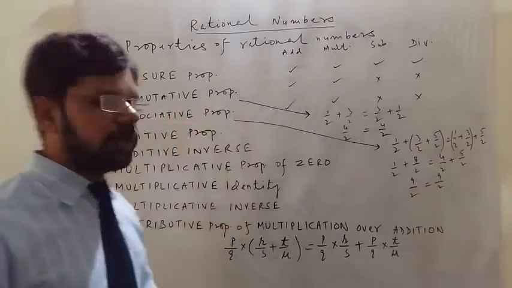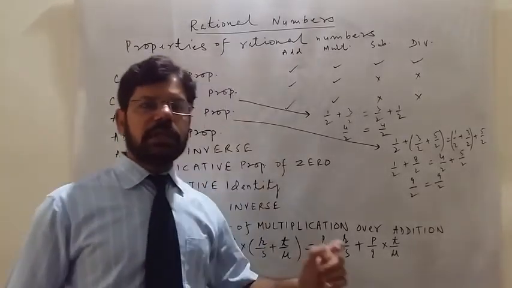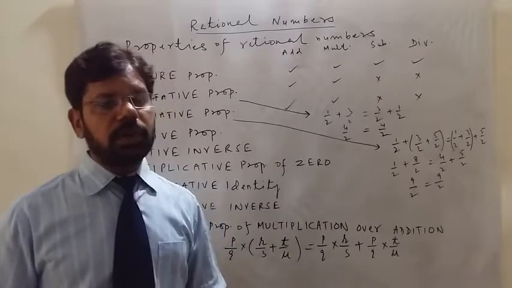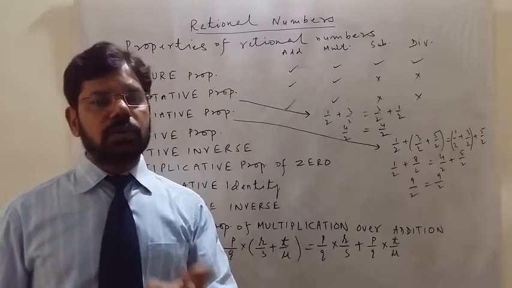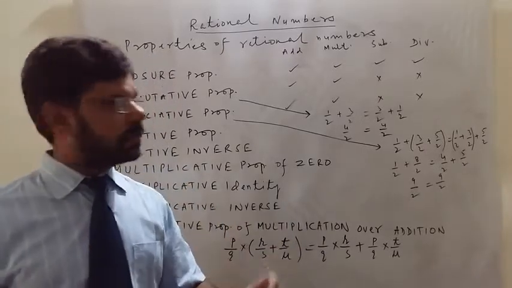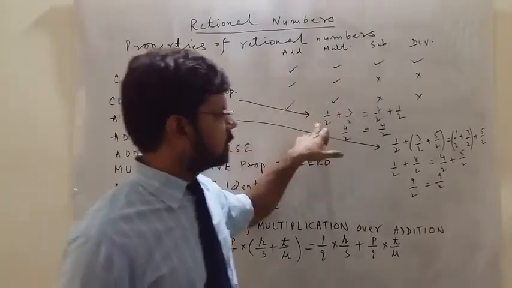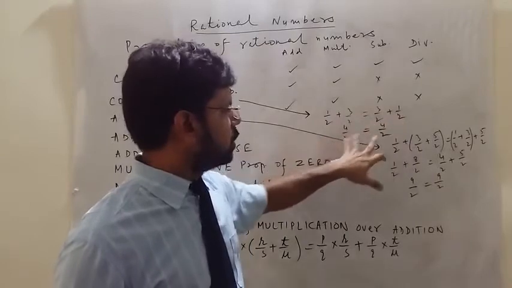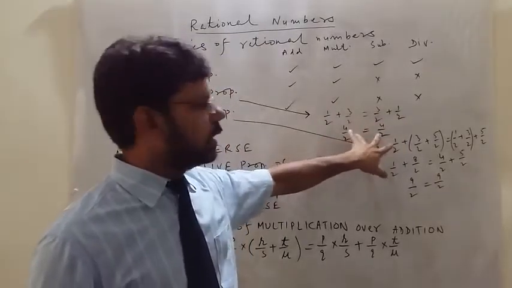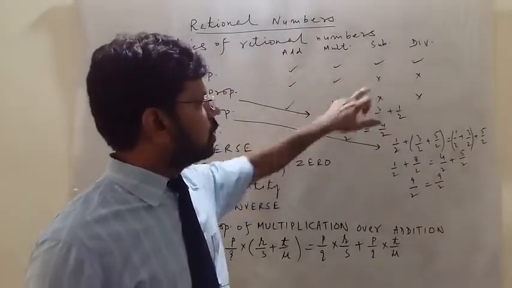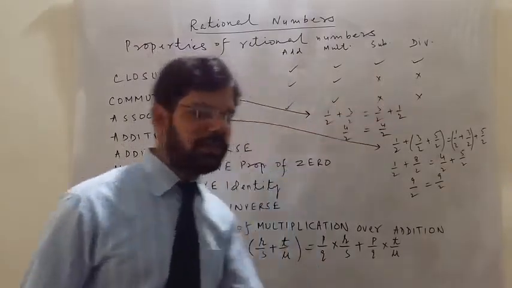Then commutative property. In commutative property, if you change the order of numbers, there would be no difference in the result. It means no change in the value, like 1/2 plus 3/2. Now you have changed the order, then 3/2 plus 1/2, but their values are the same. It applies in multiplication also, but not in subtraction and division.